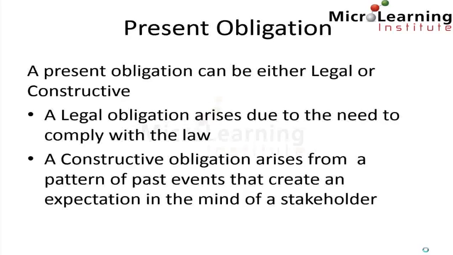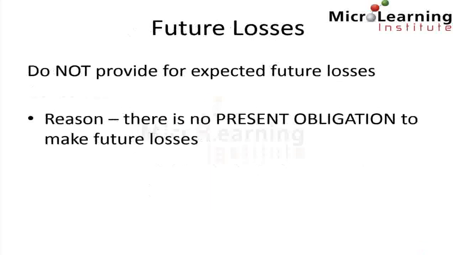A present obligation can be either legal or constructive. A legal obligation arises due to the need to comply with the law, whereas a constructive obligation arises from a pattern of past events that create an expectation in the mind of a stakeholder. IAS 37 specifically states that we do not provide for expected future losses, the reason being that there is no present obligation to make future losses.